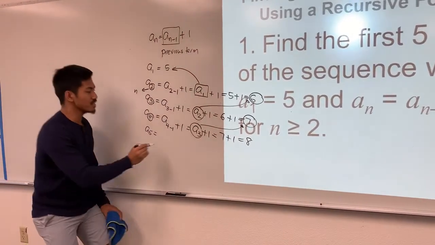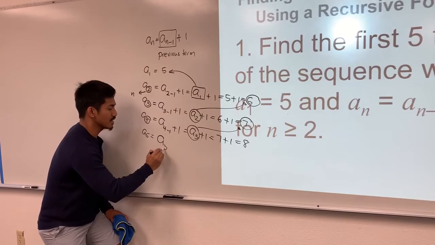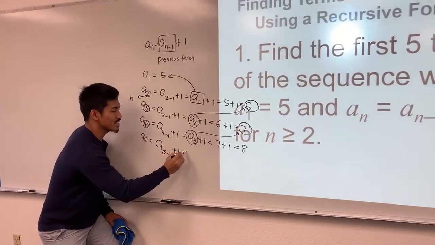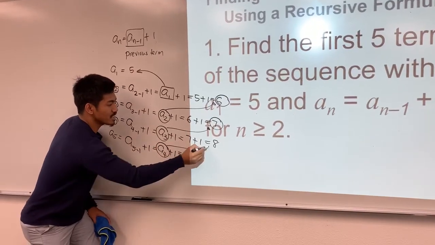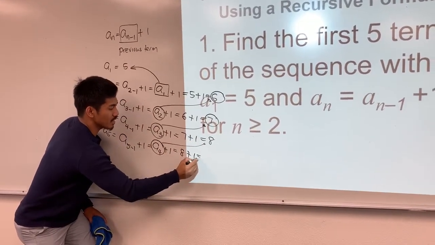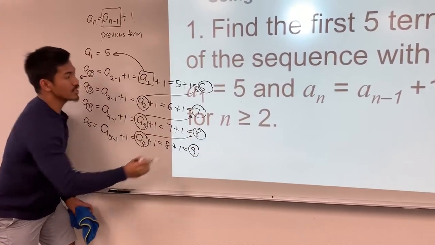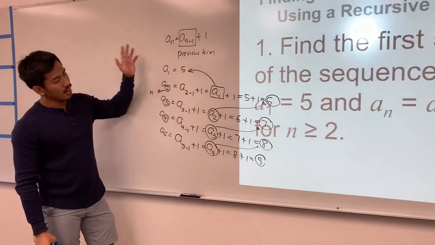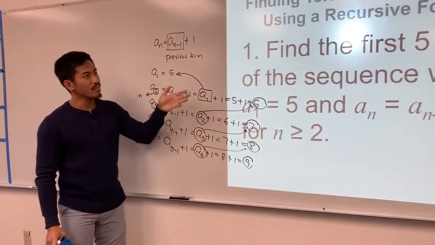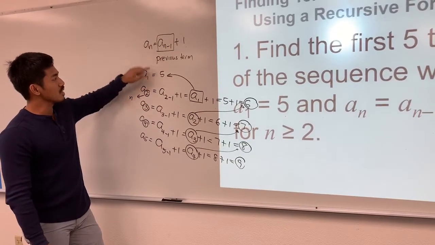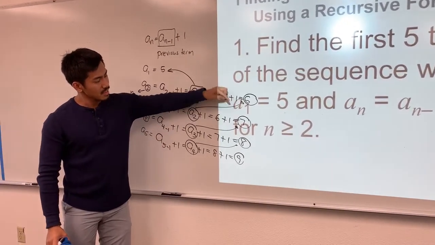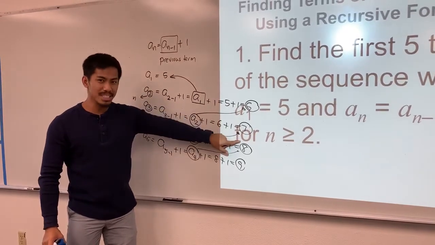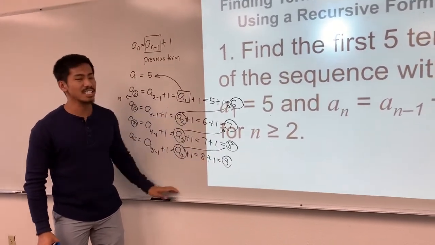And a sub 5, n is 5, so a sub 4 plus 1. And a sub 4 is 8, 8 plus 1 equals 9. So here we go, we have the first 5 terms of that sequence. The first term is 5, the second term is 6, the third term is 7, the fourth term is 8, and the fifth term is 9.